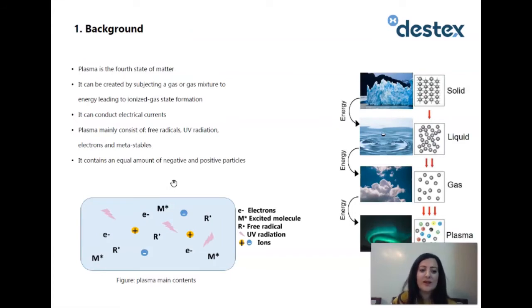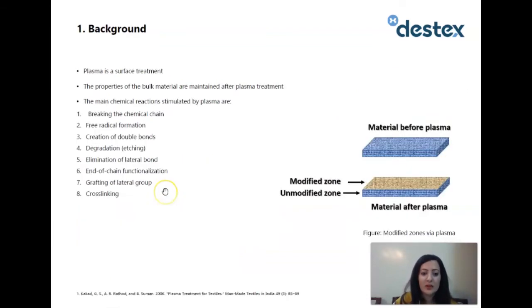So plasma is the fourth state of matter, and we create it by subjecting a gas to energy, leading to ionizing that gas. Usually, plasma consists of electrons, UV radiation, and free radicals that can activate any surface that we subject it to, like textiles, for example. So it's very important to remember that we are maintaining the properties of the bulk material while changing the properties of the surface by the plasma treatment.